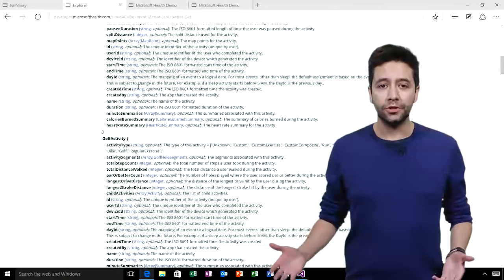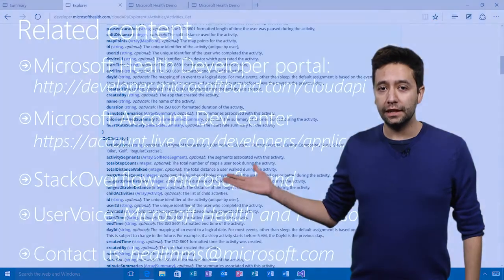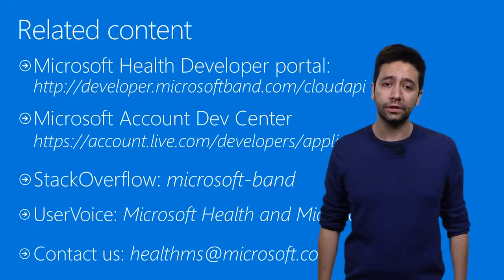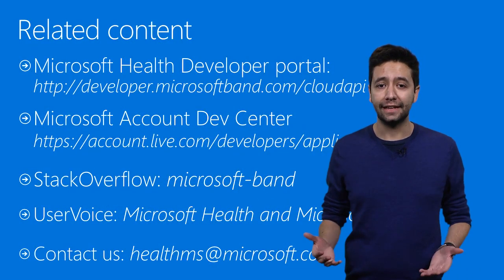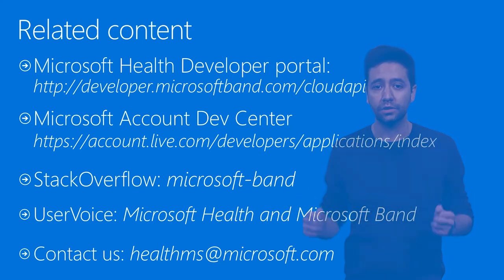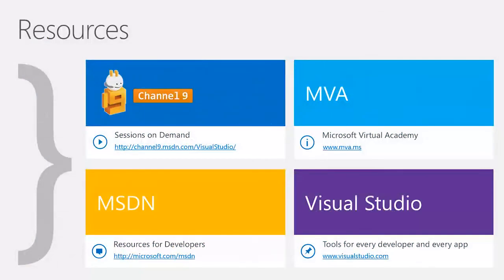You can find more information on the web regarding these APIs. In the Microsoft Health Developer Portal, you can find more detailed information on the APIs, the exact contracts, and details on how to use it. To create your applications, you will need to register in the Microsoft Account Developer Center. And finally, there are many ways you can contact us. These are other resources that you can use to learn more about Microsoft Health and other very cool Microsoft products.